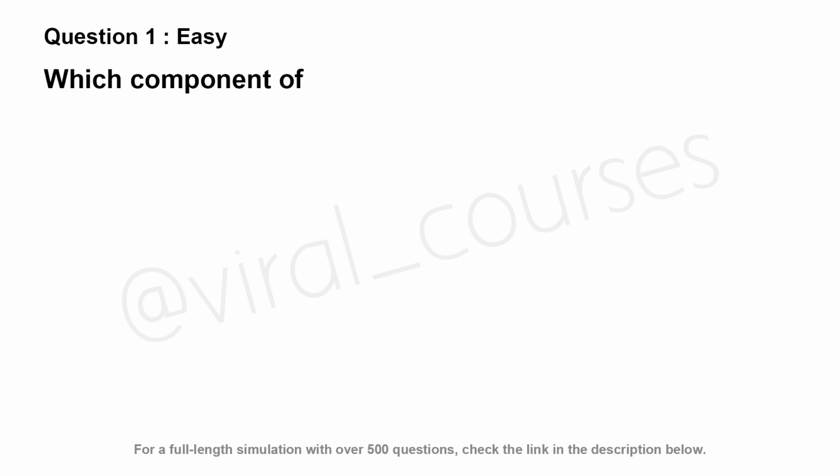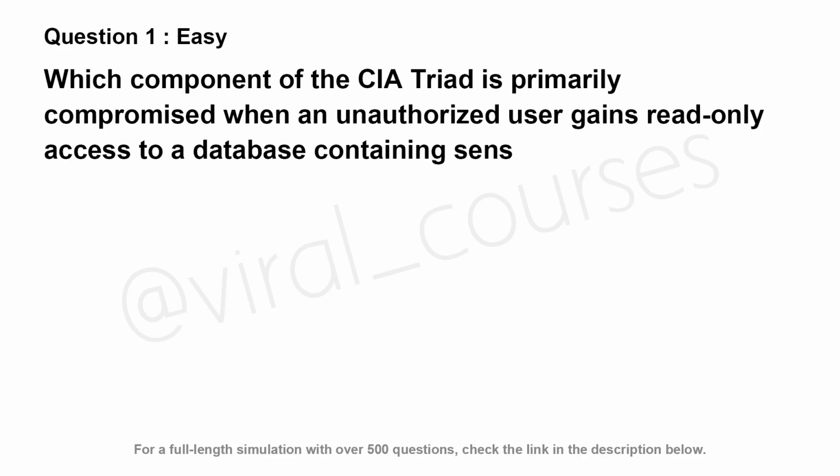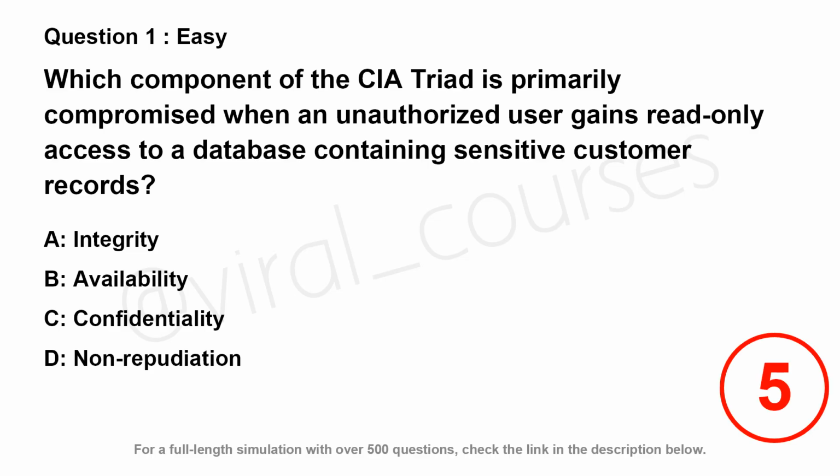Which component of the CIA triad is primarily compromised when an unauthorized user gains read-only access to a database containing sensitive customer records? Option A, integrity. Option B, availability. Option C, confidentiality. Option D, non-repudiation.